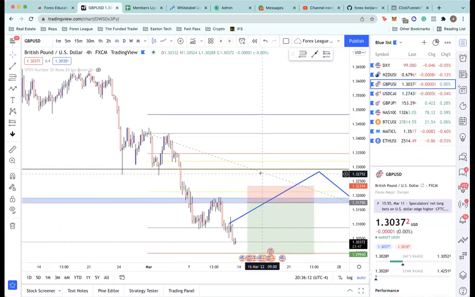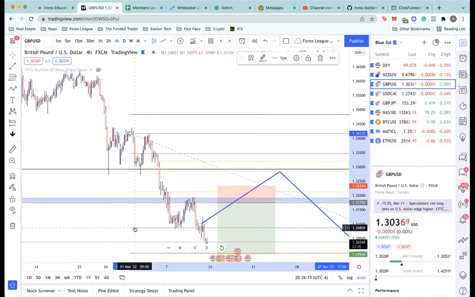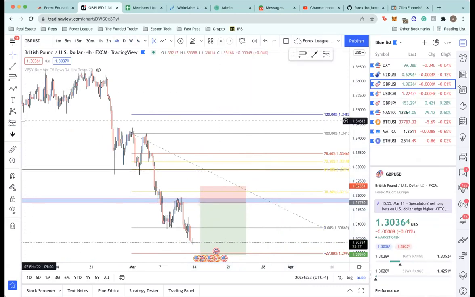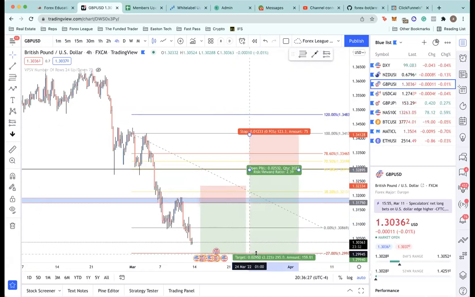So let's just leave this on. If price manages to come all the way back up to that monthly support level, then we're going to look to take shorts in this area. And this is pretty much what we would do. We would be targeting first the negative 27 as well.